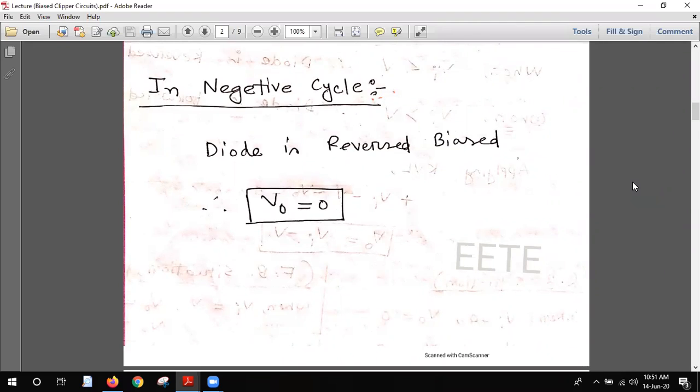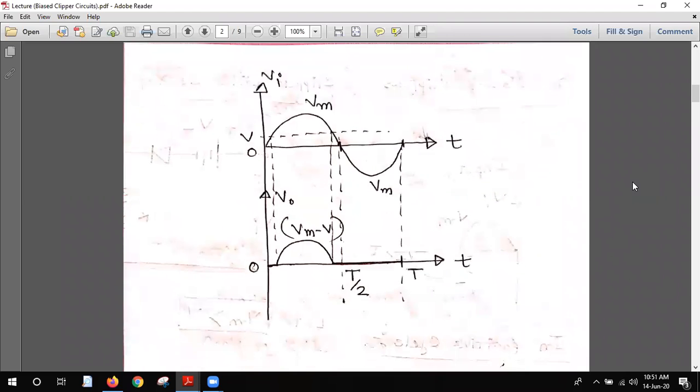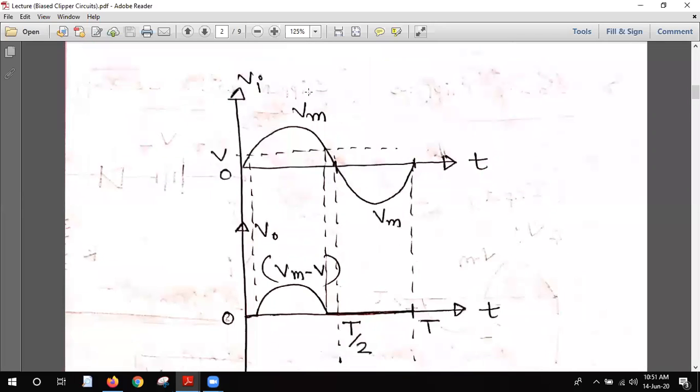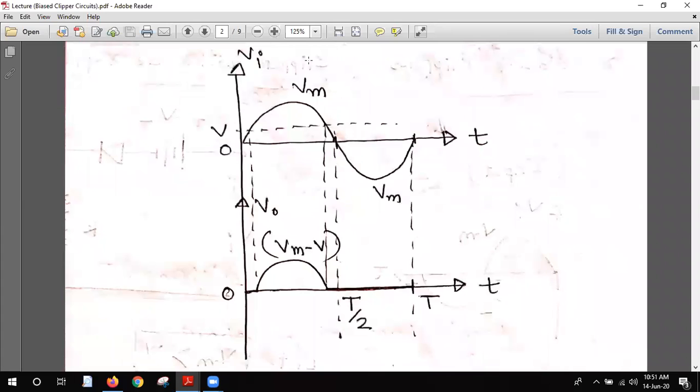Okay, whatever we have found out, let's draw the waveform. This is very important. The input is given. Let me make it a bigger one, which will help us draw it more clearly. You see this is the input voltage for the positive cycle. Let's draw for the positive cycle first. This is the DC level V that I told you about.